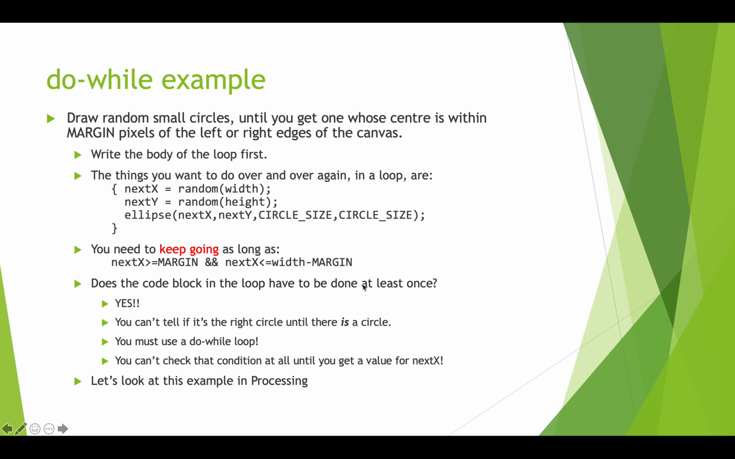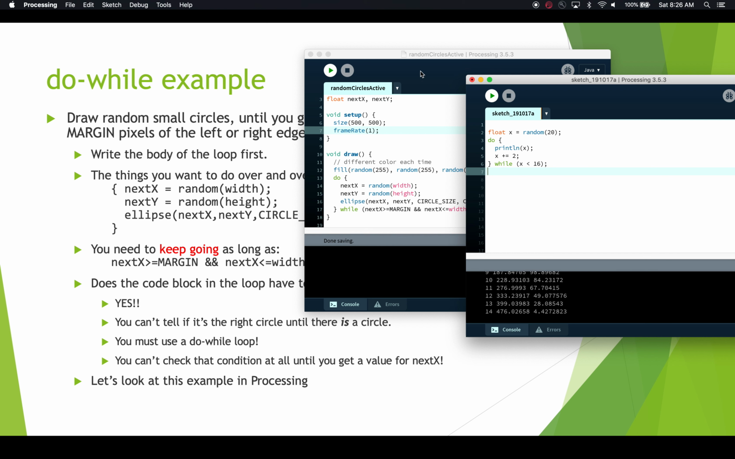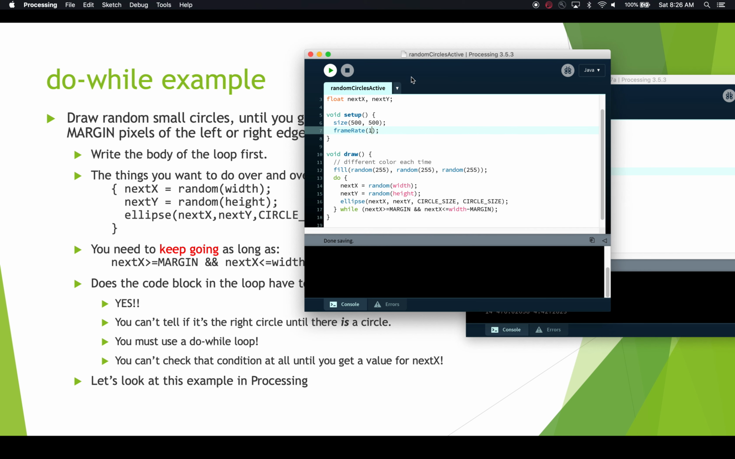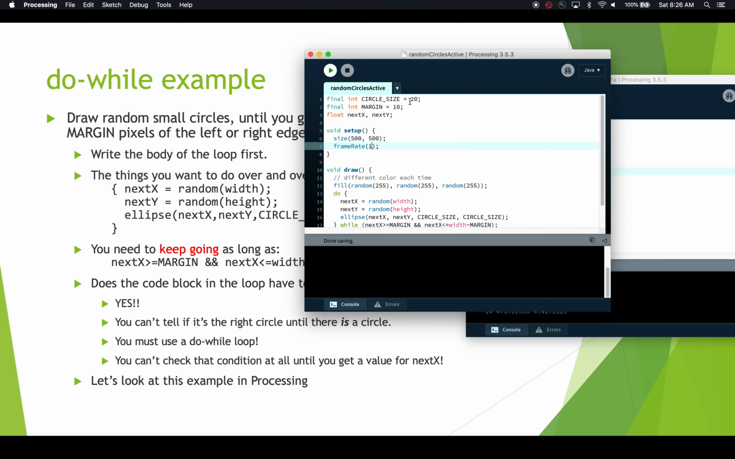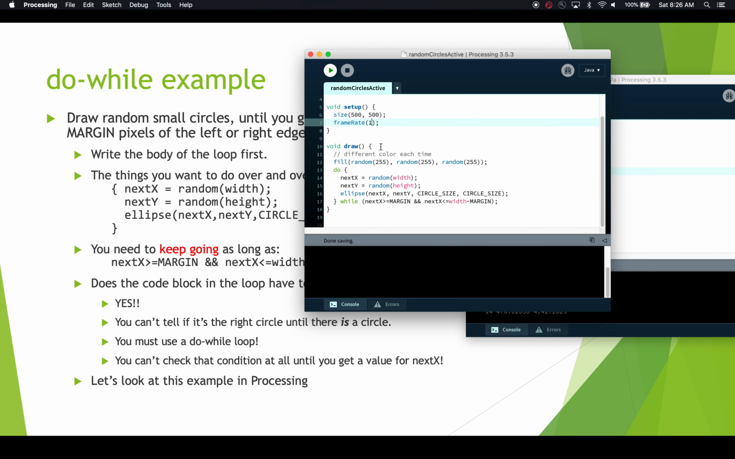So we're going to switch over to Processing and have a look at this. So here's this example. We call it random circles. So we have a circle size of 20. We have a margin of 10. And we're declaring next x and next y up here at the top. We're going to do a setup. I've set the frame rate here to 1 so we can see this happening. So you could actually do this without doing an active Processing script, but we like active scripts.